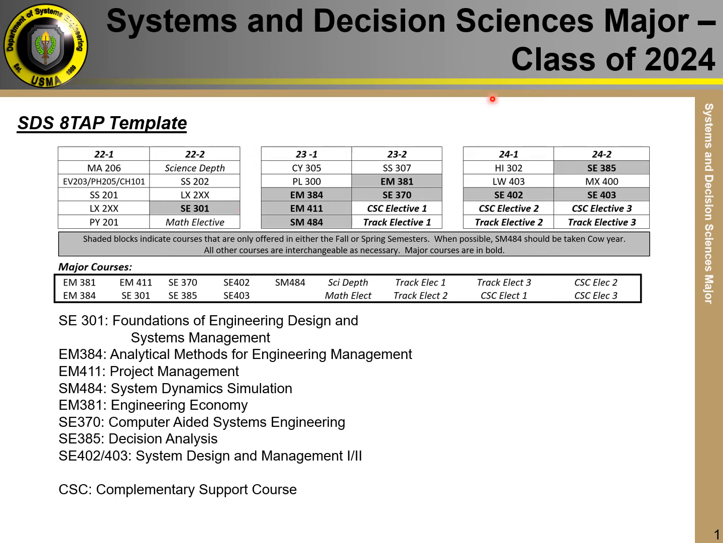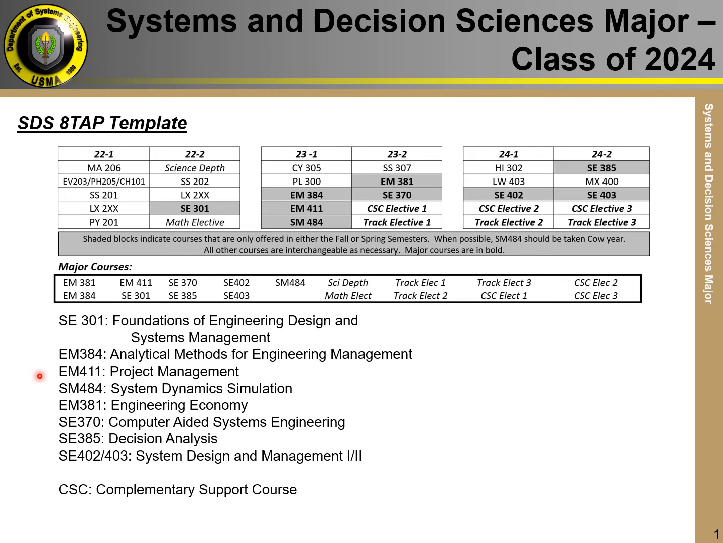Moving into your cow year, this is when you take a majority of the classes within the major, and you can see those courses listed here. First semester your cow year, you take EM 384, EM 411, and SM 484. All three of these classes are quite unique to our department, to our major, and are immediately impactful. They provide you skills that you can use immediately, both now as a cadet and in your career as an officer.